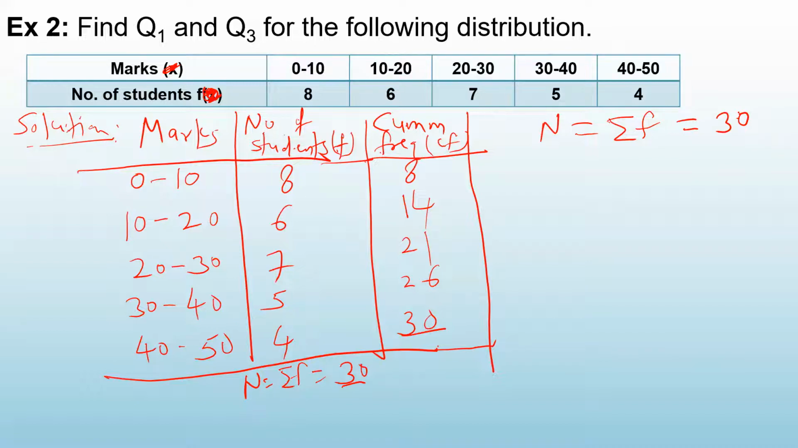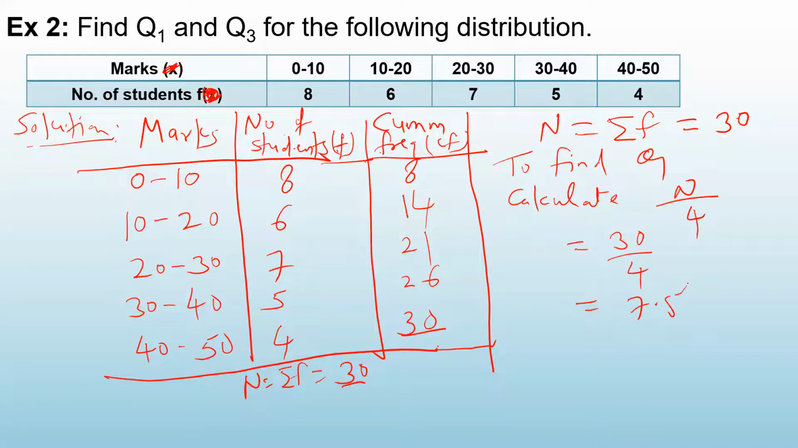Correct? Now to find Q1, what do I need to calculate? First, I need to calculate n upon 4. Yes? What is n upon 4? n is 30, so 30 upon 4. How much will it be? 7.5. Okay? So n upon 4 is 7.5. So my third step is over. What is the fourth step? Look at the cumulative frequency column where the frequency just exceeds 7.5. Where is it? First one only. Very first one. Correct now?